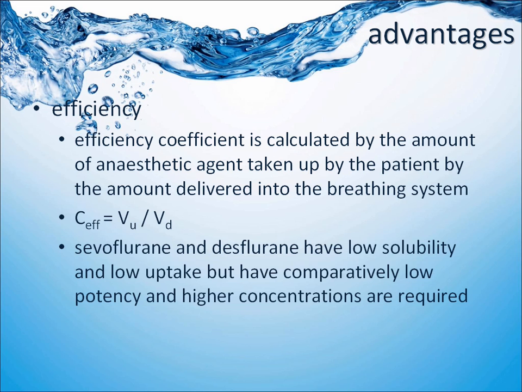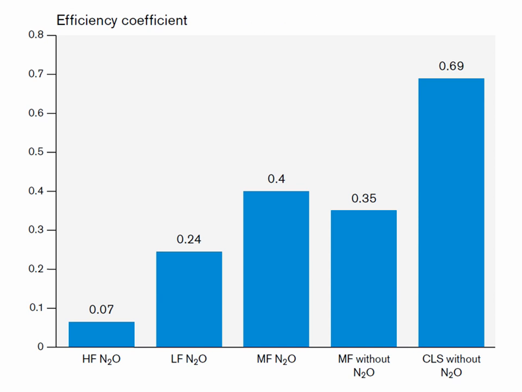So sevoflurane and desflurane are ideal for these techniques, given that they have low solubility, low uptake, but they're comparatively low in their potency, so you have to deliver quite a bit into the circuit compared to the older inhalational agents. As you can see, if you're using high flows, you're not getting the most out of your desflurane, whereas if you're using a closed system, it's much more efficient use of desflurane.